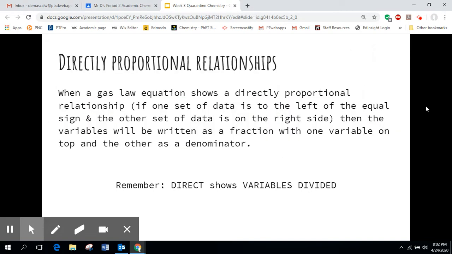Directly proportional relationships would encompass the majority of the other gas laws we're going to look at. When a gas law equation shows a directly proportional relationship, if one set of data is on the left and the other is on the right of the equal sign, the variables will be written as a fraction. So they will be divided by each other. So when you're looking at an equation, direct proportionality, the variables are divided: direct, divided.